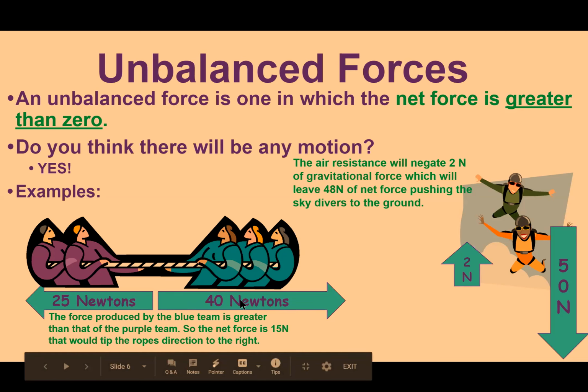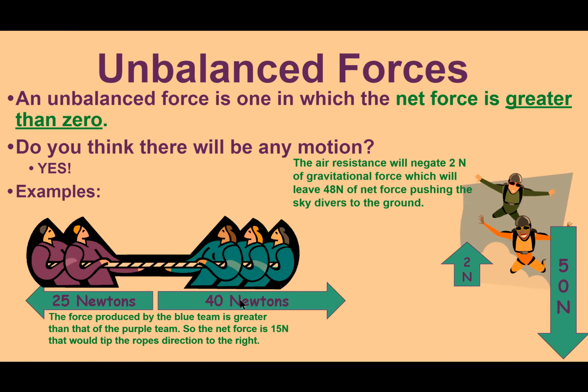All right. These skydivers, the air resistance will negate about 2 newtons of gravitational force. So you have gravity pulling them down, but you have all the wind beneath them pushing them back up. So that leaves 48 newtons of net force pushing skydivers to the ground. So even with the resistance, ultimately gravity will definitely win, and they will hit the ground with about 48 newtons of force. Smack. Unless they pull their parachute, and you increase the newtons of air resistance by increasing the surface area.